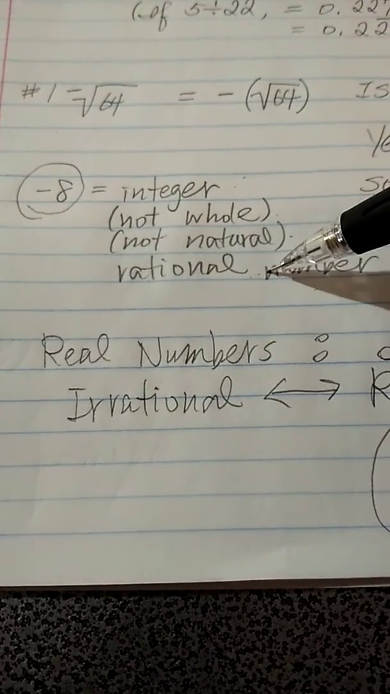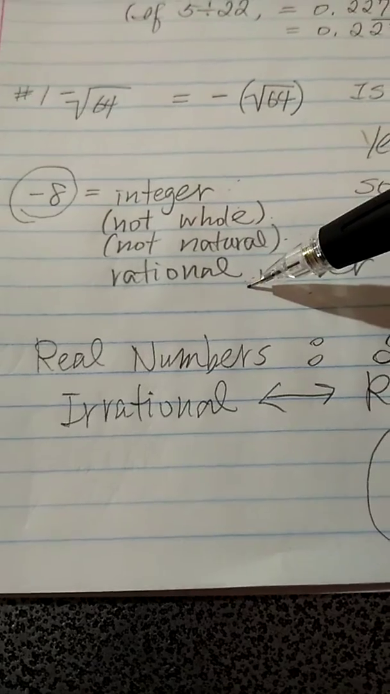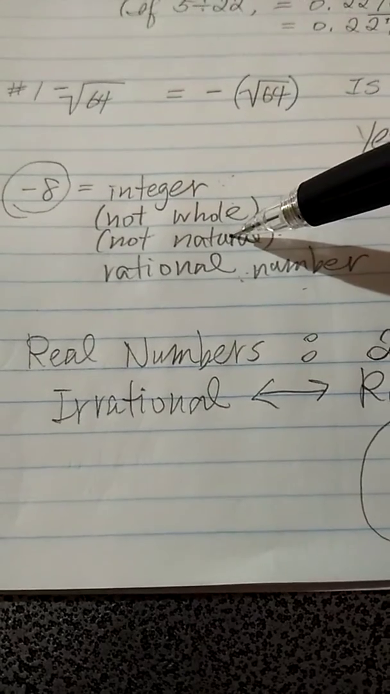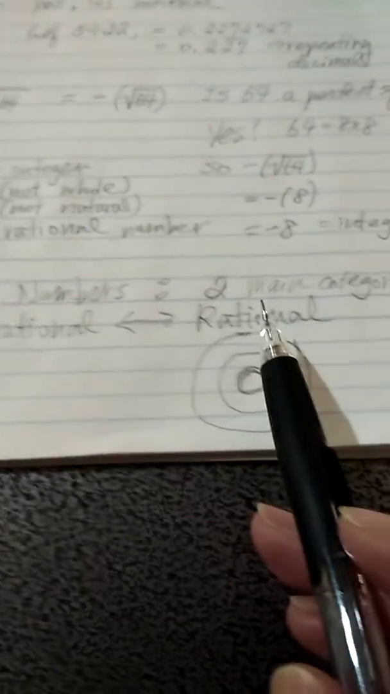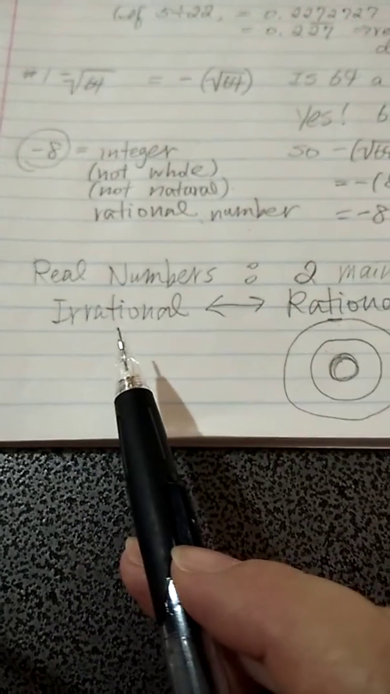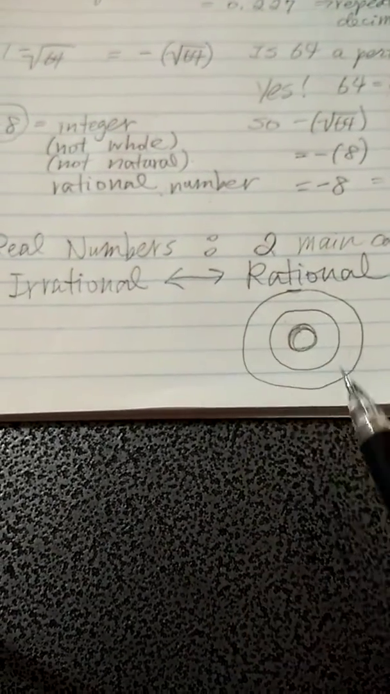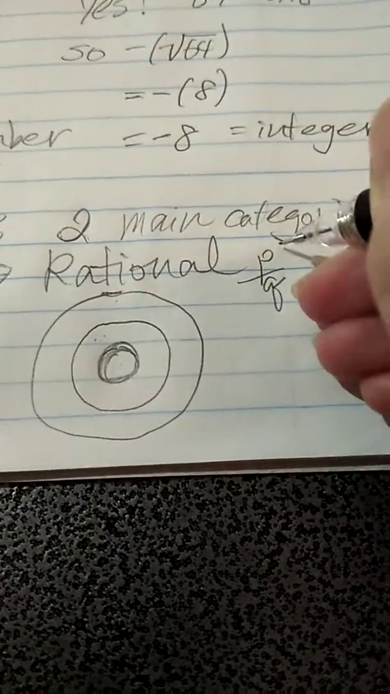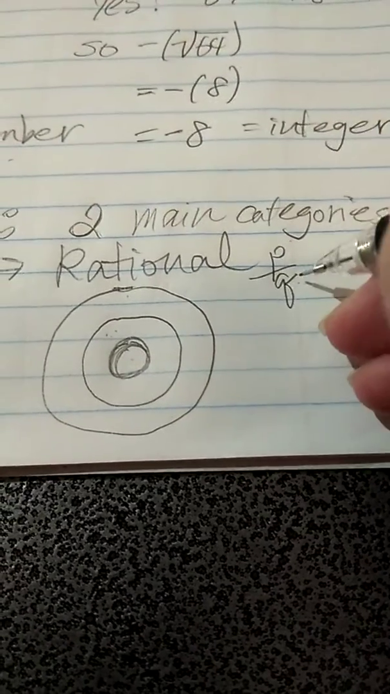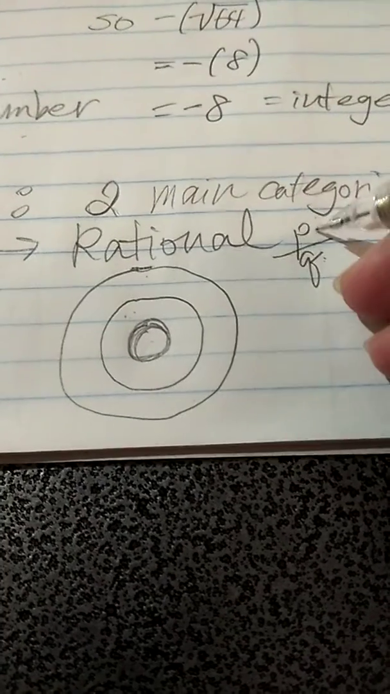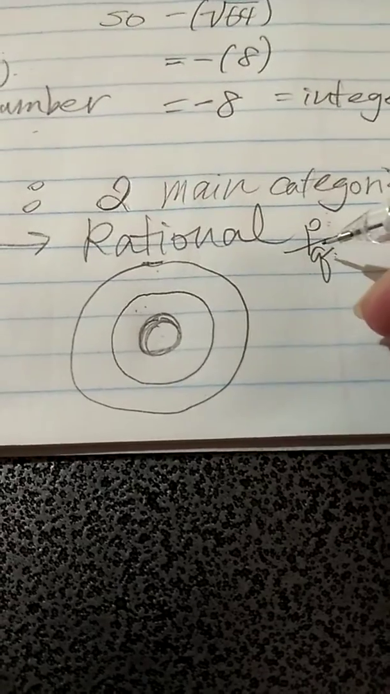Integers are included in rational numbers. All of these are included in rational numbers. But a number like negative 8 only belongs to this category and this category, but not these two. So let's recap. Real numbers have two major categories: irrational numbers and rational numbers. We learned about the rational numbers. These are the ones that you can write as a fraction, like P over Q. These two numbers have to be integers. They can be positive or negative, doesn't matter, but they just have to be integers. They cannot be fractions themselves. The P cannot be a fraction and the Q cannot be a fraction.